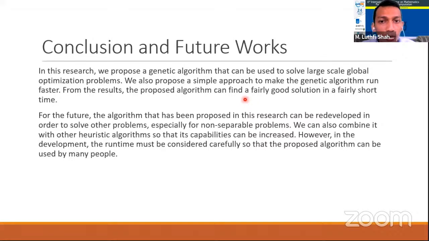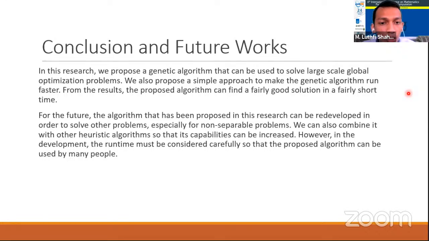And conclusion and future works. In this research, we propose a genetic algorithm that can be used to solve large-scale global optimization problems. We also propose a simple approach to make the genetic algorithm run faster. From the results, the proposed algorithm can find a fairly good solution in fairly short time.